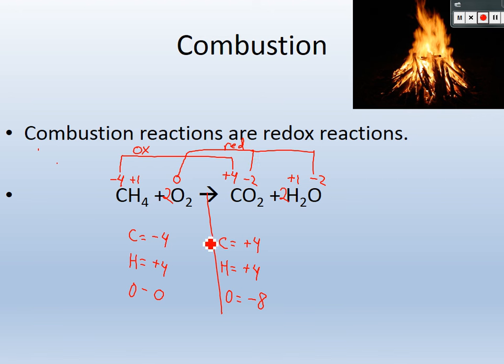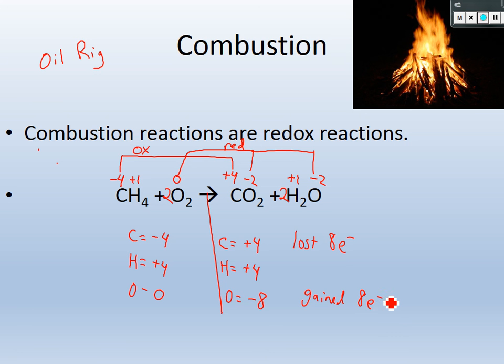Let's go back to OIL RIG. Since carbon is being oxidized, it's losing. So how many electrons did the carbon lose? It lost 8 electrons. Stay with me, guys. It's a little complicated, but I think you'll be able to see it pretty easily. Oxygen was being reduced, and reduction is gaining electrons. How many electrons did the oxygen gain? 8.